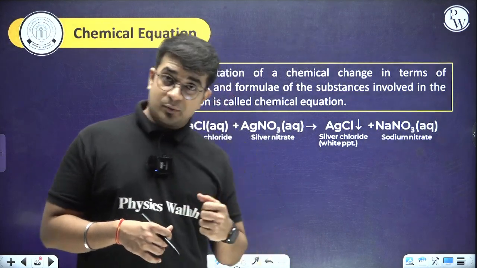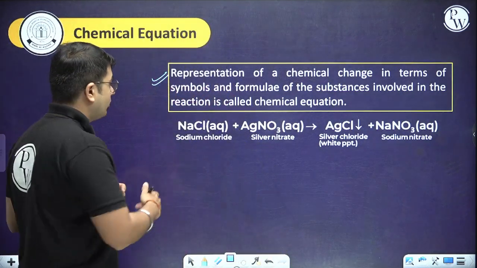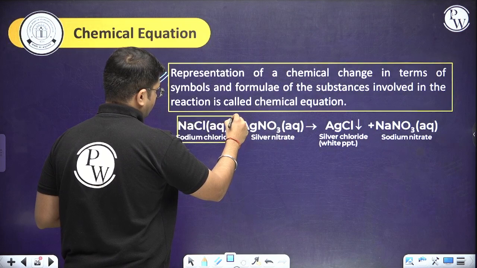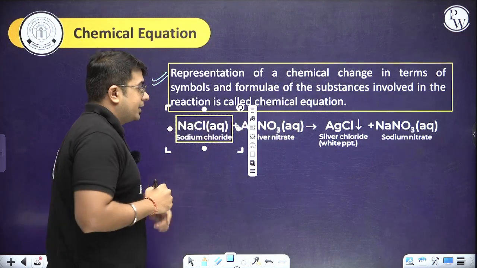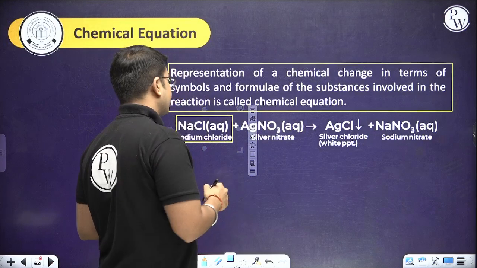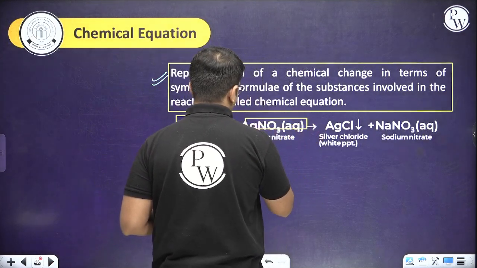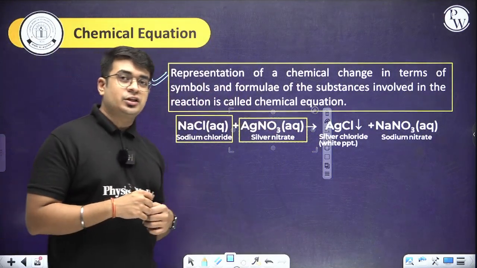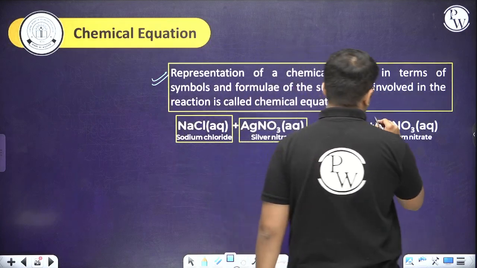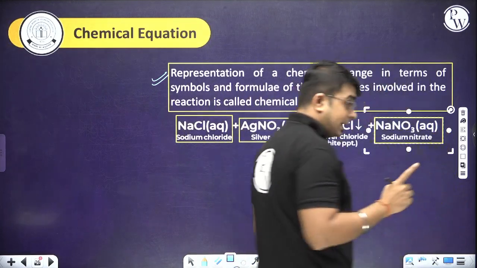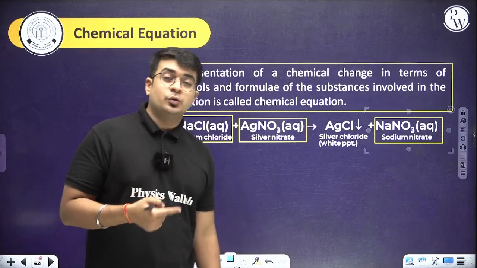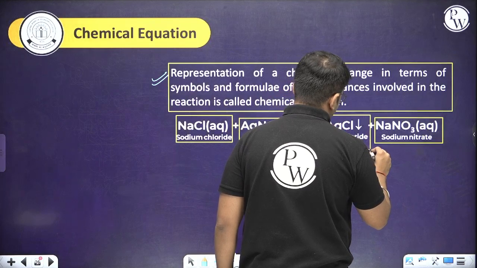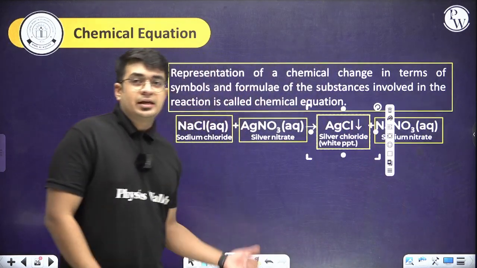So how can I represent this particular part? We know that sodium chloride has the formula NaCl. Next, silver nitrate has the formula AgNO3. When I'm combining these two together, definitely a chemical change is going to happen which forms sodium nitrate aqueous solution. But again, the white turbidity appears due to the presence of insoluble AgCl, which is silver chloride. Now this entire representation is known as a chemical equation.